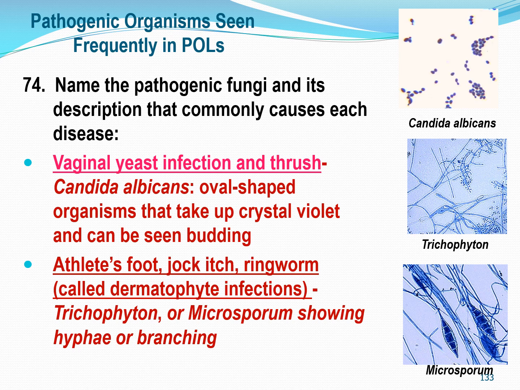Okay, still talking about pathogenic organisms that we see frequently in physicians' office labs, we're going to talk about pathogenic fungi. Same thing, we're going to give descriptions that commonly cause each of these diseases. Vaginal yeast infections and thrush. That's Candida albicans. It's an oval shape up there at the top, over to your right. Organisms that take up crystal violet and can be budding. In the middle, we have athlete's foot or jock itch, ringworm. All right, there's lots of different microsporum showing hyphae or branching, right?